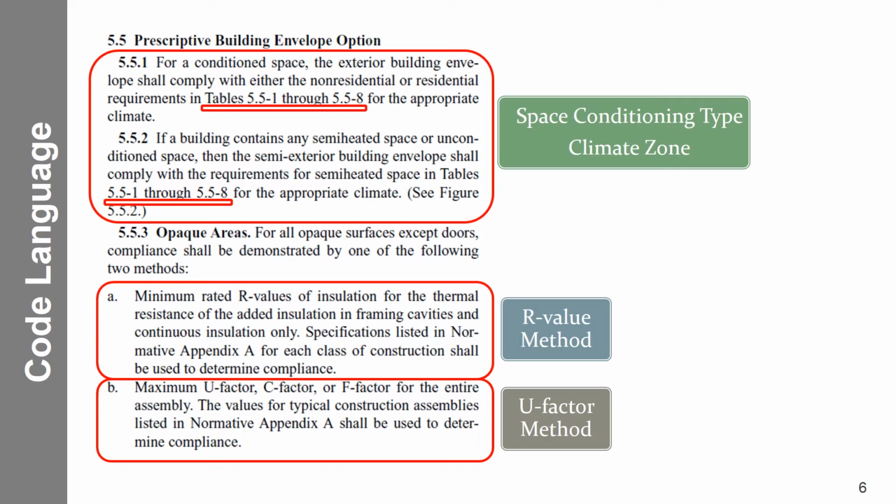And then the U factor method is outlined here. So you can use one of 2 methods. For all opaque surfaces except doors, the compliance shall be demonstrated by one of the following 2 methods: the R value method and the U factor method. There's also the C factor and the F factor, and that refers to the slab on grade or other insulation options outside of what we typically focus on, as far as the roof or the walls. Again, it points you to the assembly descriptions in Appendix A.